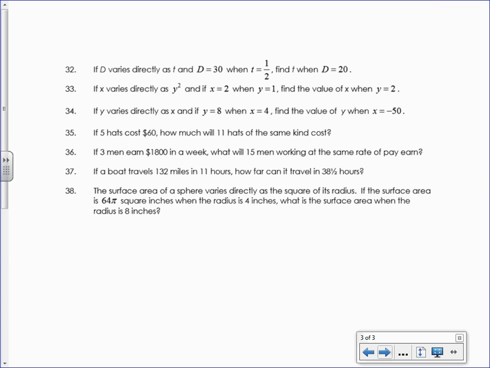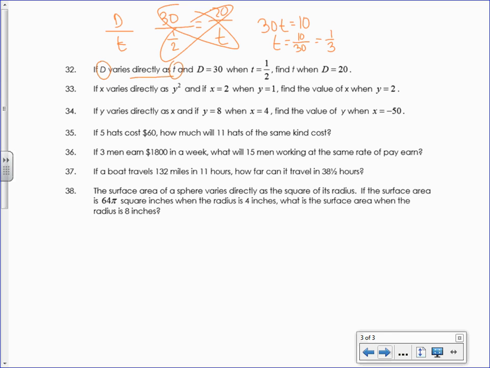32. D varies directly as T. So D directly as T. And when D is 30, when T is 1/2, I want to find T when D is 20. Cross multiply. I have 30T is equal to 20 times 1/2 is 10. So T is equal to 10 over 30, which is 1/3. Okay, notice it's really hard to squish all this work in here, so I hope you guys are going onto separate paper.